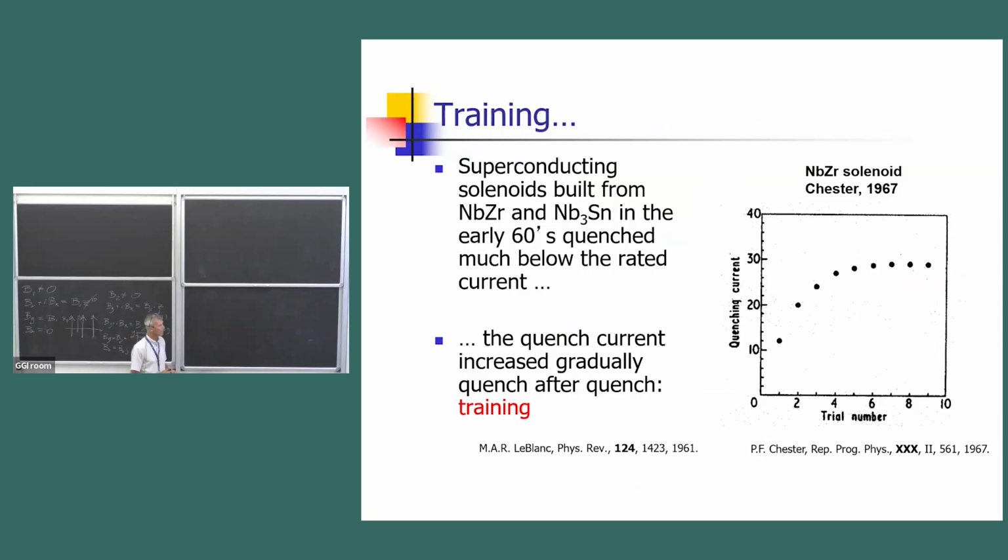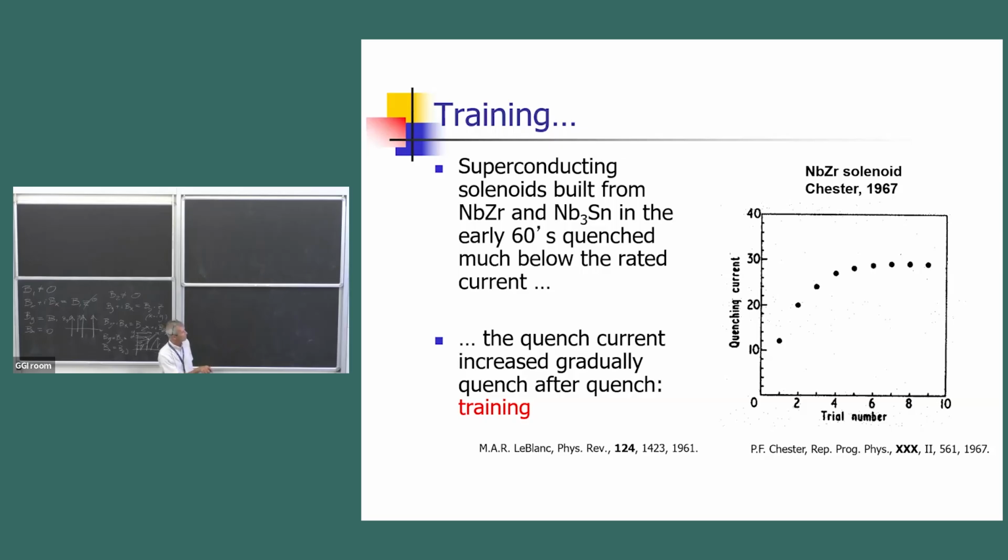And in fact, to look at that, I go back to the prehistory of superconducting magnets in the 60s, when people started building magnets, the first solenoids actually, for high energy physics, by the way. So it was built out of niobium zirconium. It looks like niobium titanium, it is more or less the same class of material, and Nb3Sn.